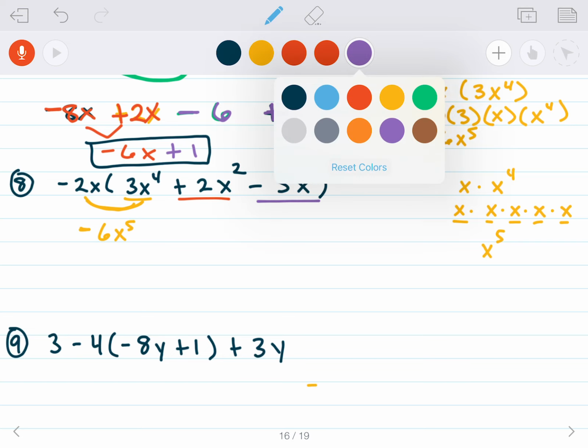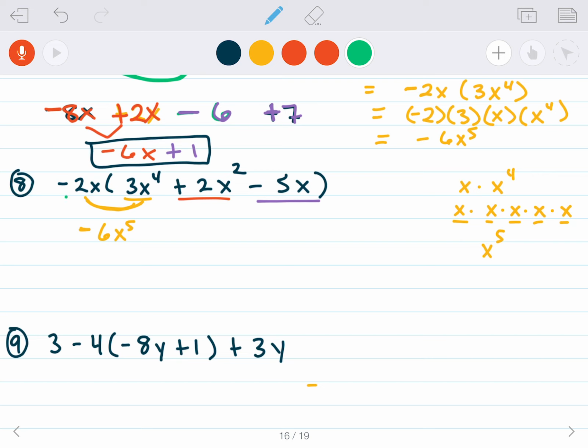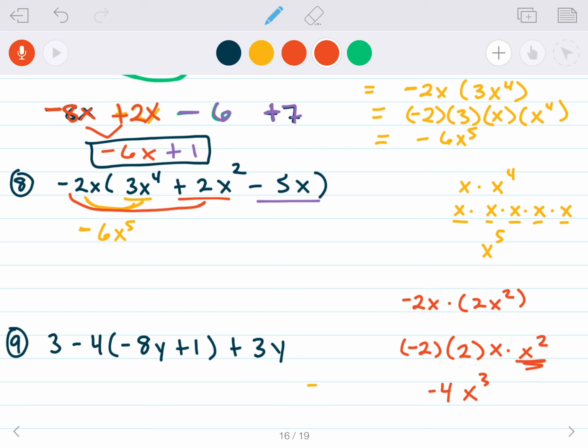Now, let's do this in red. Negative 2x times positive 2x squared. Let's do it off to the side. Negative 2x times positive 2x squared. Again, I can rearrange the multiplication so that the numbers are next to each other when I multiply. So it's negative 2 times 2, and then the x times the x squared. So negative 2 times 2 is negative 4. X times x squared is x to the 3rd, right? Just expand these to x times x, and you'll hopefully see that. So this is negative 4x to the 3rd.